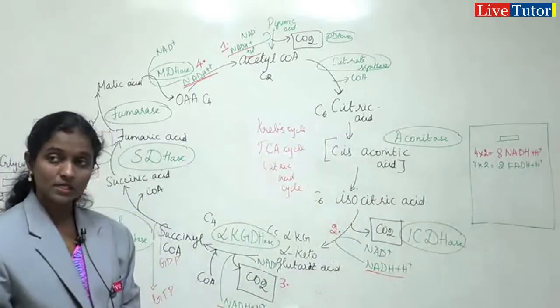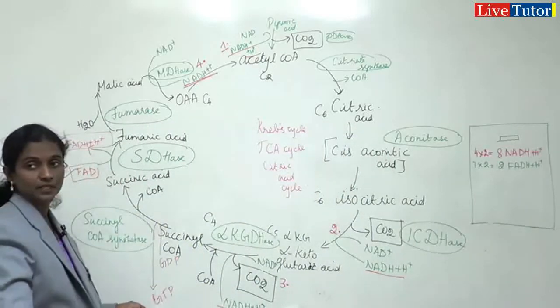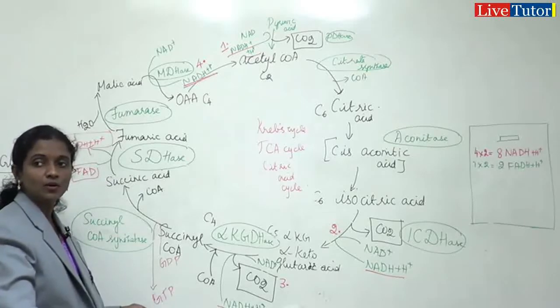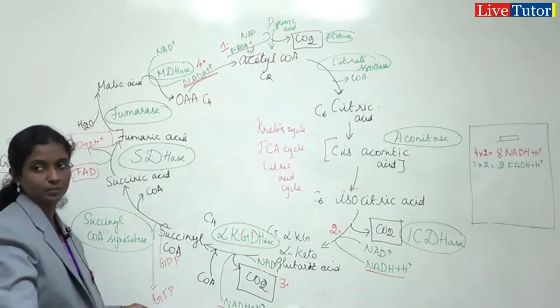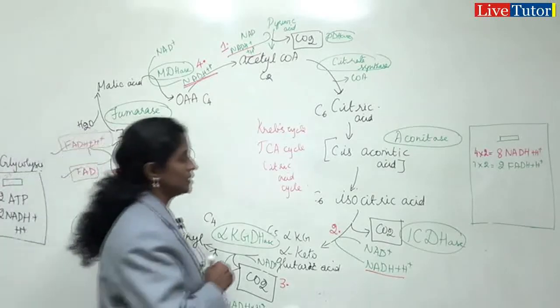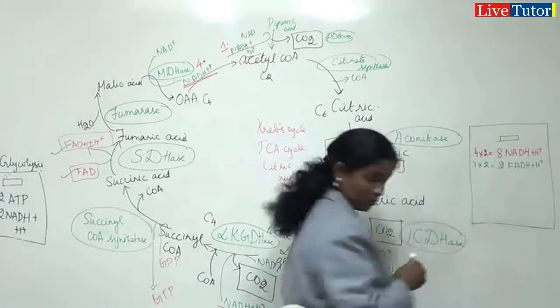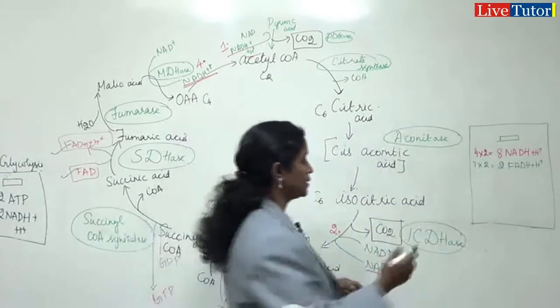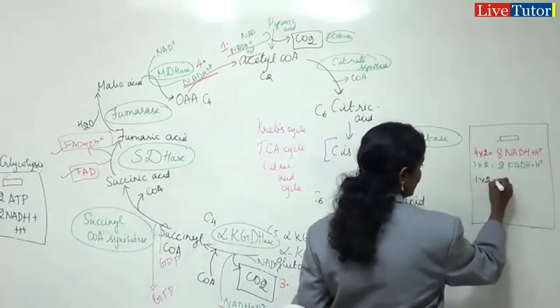Then what is this one here? We saw GTP, right? Either you can take it as GTP, or as I said, you can even take it as 2 ATPs, 2 rounds. So we will consider that as 1 into 2, either GTP or ATP.